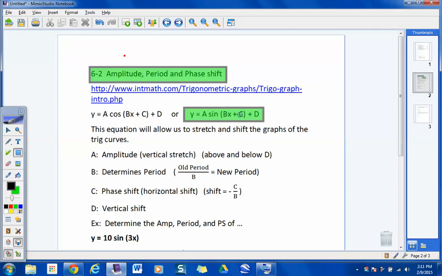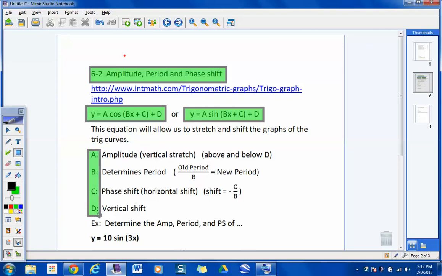In other words, if a was like a 5, and maybe b was a 7, and c was 2, maybe d was like a 6, you need to understand that all these values, a, b, c, and d, are just going to be some number, okay? And I want to talk about the effect that they have on these. Now, the two functions we're going to talk about first are sine and cosine, and we're going to look at what the effects of a, b, c, and d have on these. This says that this equation will allow us to stretch and shift graphs of trig functions, all right? Let's talk about what a, b, c, and d are, first of all.